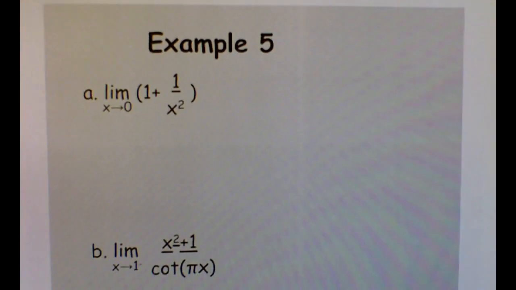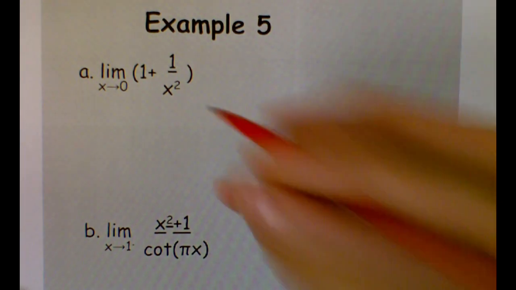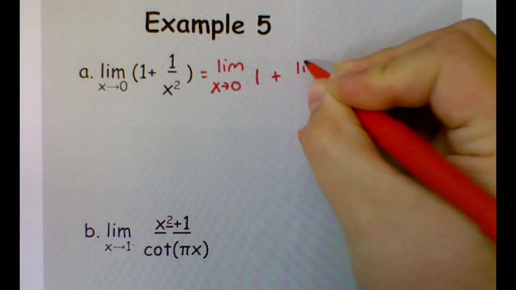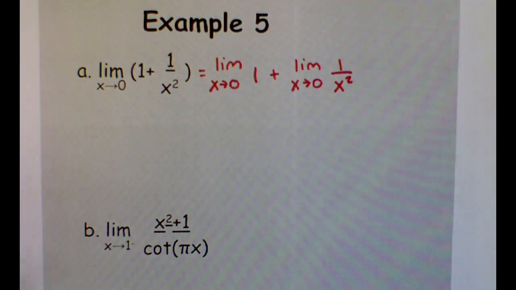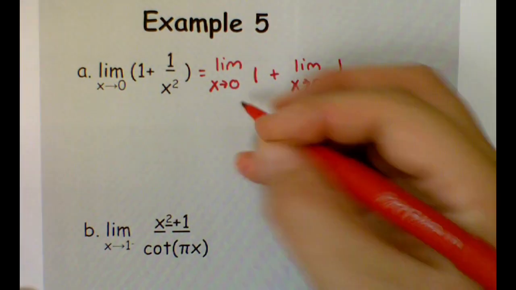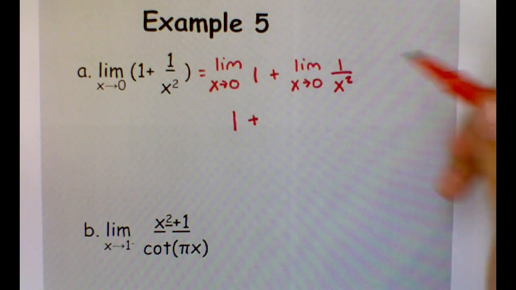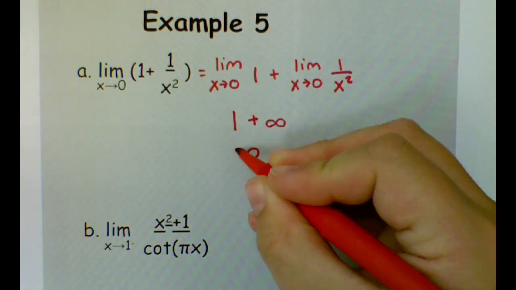So let's try these. The limit as x approaches 0 of 1 plus 1 over x squared. Well, we start out by breaking it apart. The limit as x approaches 0 of 1 plus the limit as x approaches 0 of 1 over x squared. The limit as x approaches 0 of 1 is 1. The limit as x approaches 0 of 1 over x squared, well, I could try values from either side, or I could take a look at the graph to see that it approaches infinity. And 1 plus infinity means my entire limit approaches infinity.